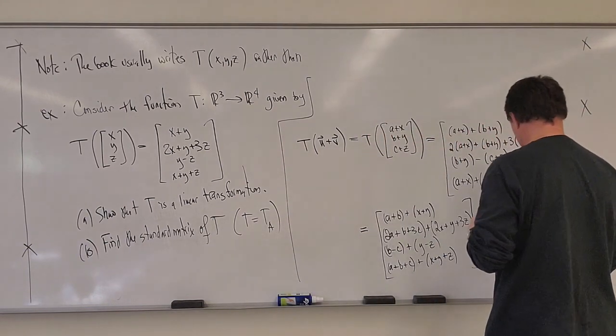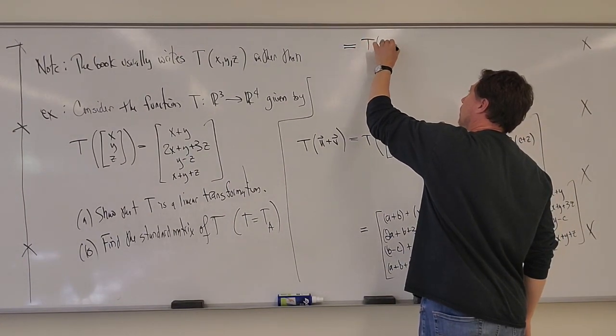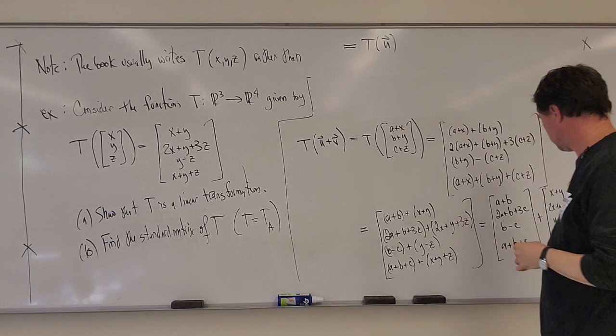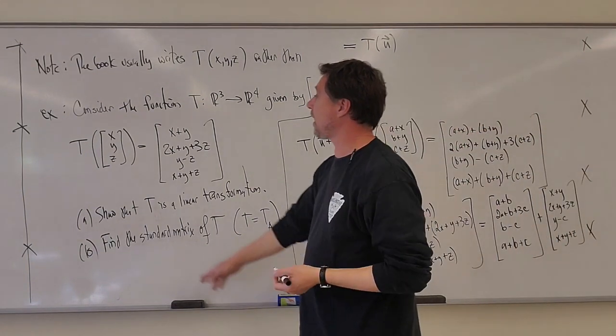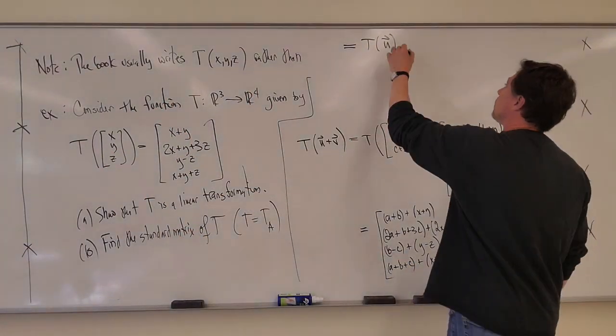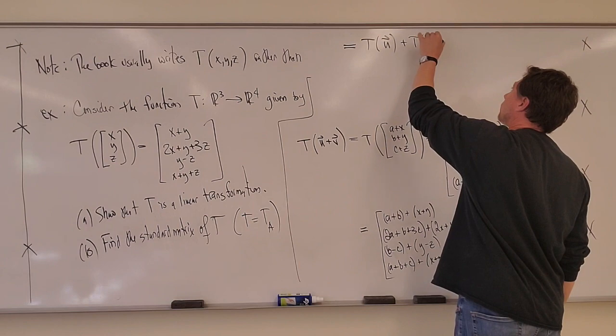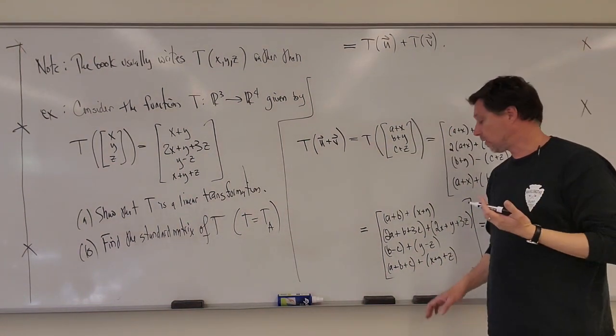Okay, now this right here is equal to T of U, right? This is exactly what would happen if you put A, B, and C right here. It would tell you to write down this vector right here. So this is T of U plus T of B. So that tells us that it satisfies property A of linear transformations.